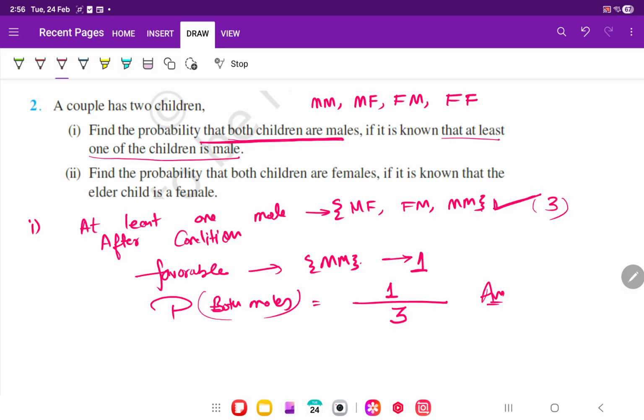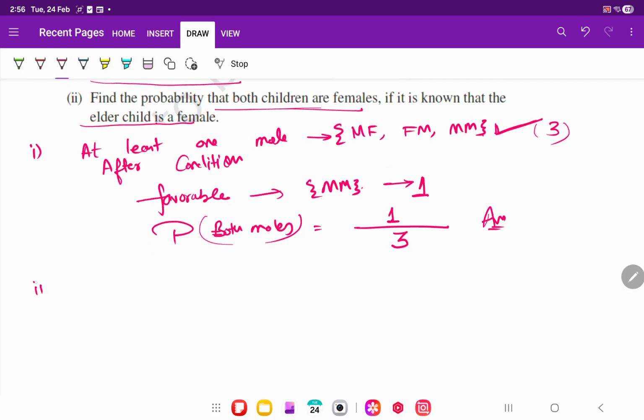Let's try the second part. Probability that both are female given that the elder one is female. So what is the condition? Let me write down after the condition. The condition is that the elder is female. So it may be female male or female female. Only these two are possible.